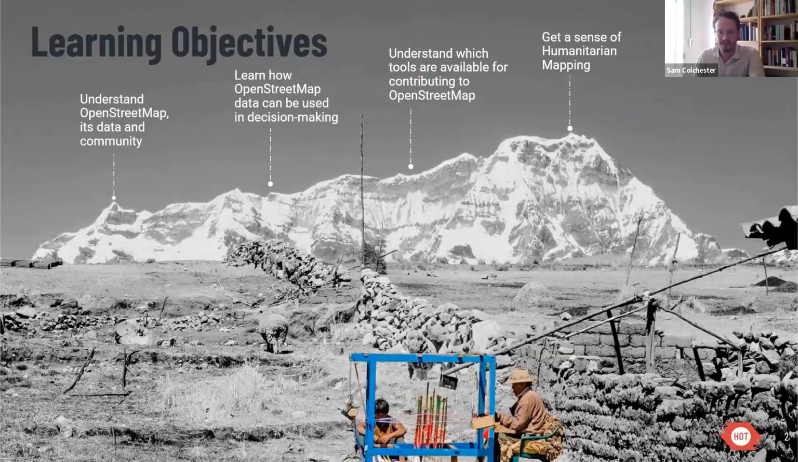So I'm hoping you're going to get a good understanding in the next 20 minutes of OpenStreetMap, its data, and the community underpinning OpenStreetMap. I'm hoping that you'll learn how OpenStreetMap can be used in decision-making. And I'll take you quickly through some tools which are available for making contributions pretty easily, actually, to OpenStreetMap. And then finally, I'm hoping, as mentioned, to give you a sense of how OpenStreetMap can be used in the humanitarian and development context.